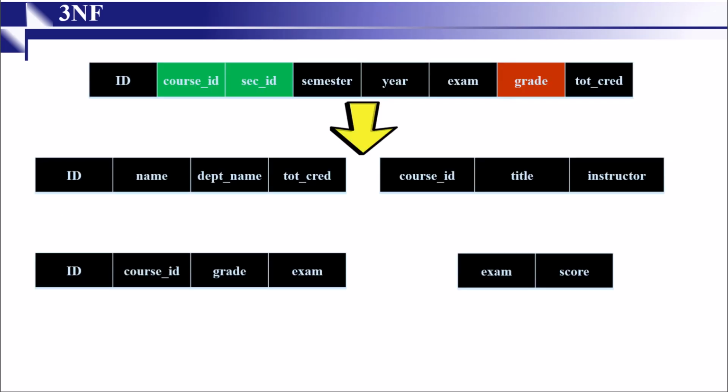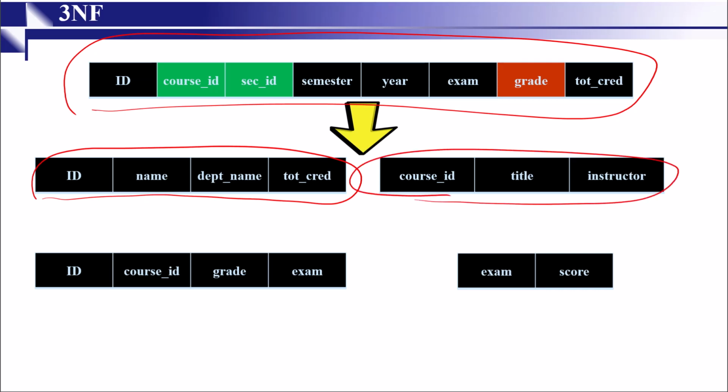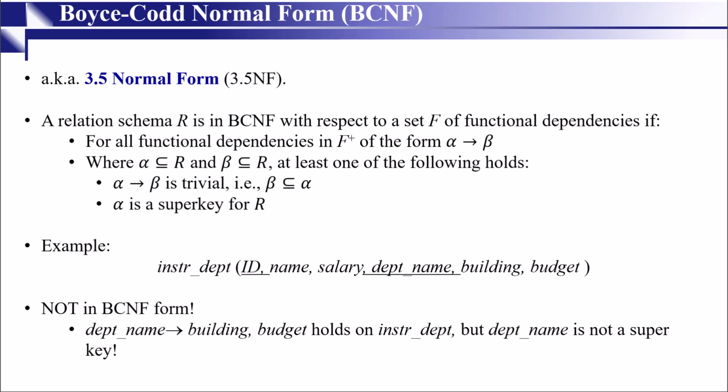So here is how we have split our table. This was the table. We have split it into ID, name, department name, and total credit for a student; course ID, title, and instructor for course; ID, course ID, grade, and exam for a student course; and exam and score for the exam. Next, moving to Boyce-Codd normal form or BCNF, or I can say 3.5NF.